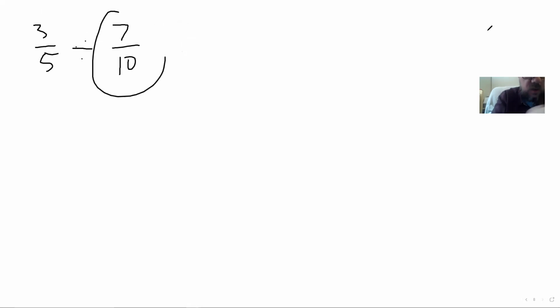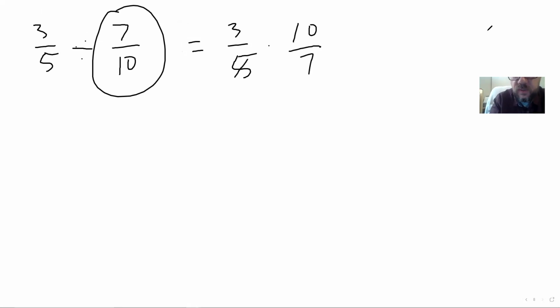So I want to just remind you of dividing fractions. If I'm doing like 3/5 divided by 7/10, what I'm going to do is take the thing that I'm dividing by, so this one right here, and flip it over and then multiply. So this is the same thing as 3/5 times 10/7, right? And then it's cancel, and we get 6/7. Great.